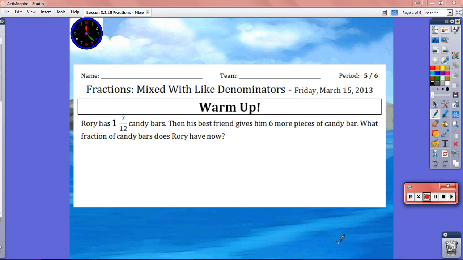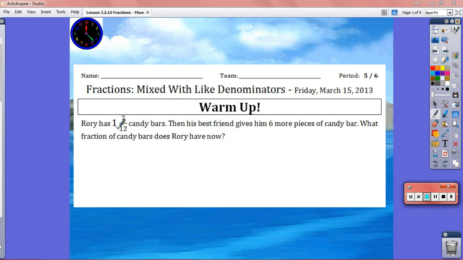Continuing on adding and subtracting with fractions, we have adding mixed fractions with like denominators. So for the warm-up, we just have a basic word problem. Rory has 1 7/12 candy bars. Then his best friend gives him 6 more pieces of candy bar. What fraction of candy bars does Rory have now?